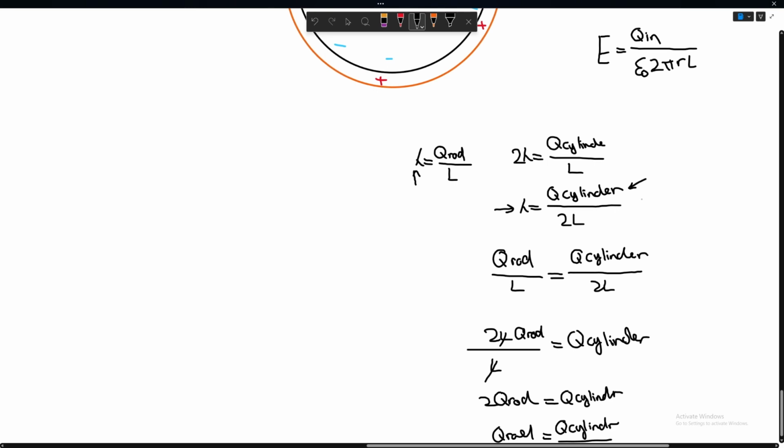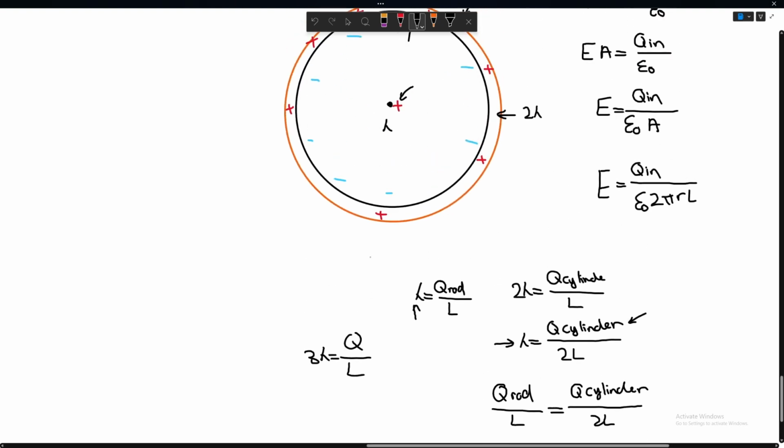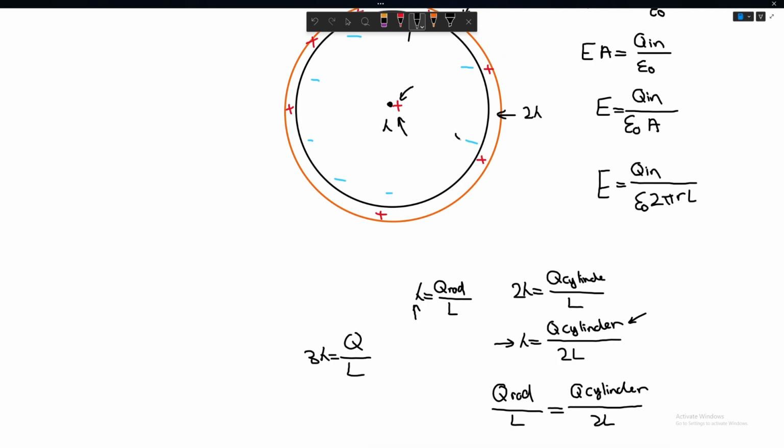Right? And so what I can say is, well, then I have now 3 lambdas, which equal some total Q all over some length L. That's what I was trying to prove here. Right? And so my Q in total is this Q, which is the Q of the rod, plus 2 of the Q's here, of the same rod Q, right? And so what I get is, well, 3 Q's.